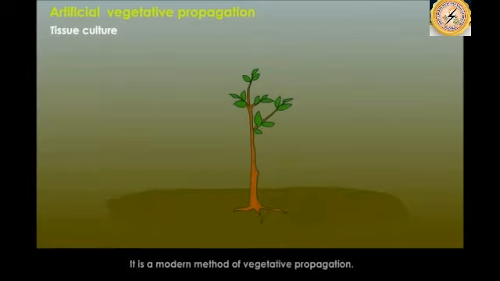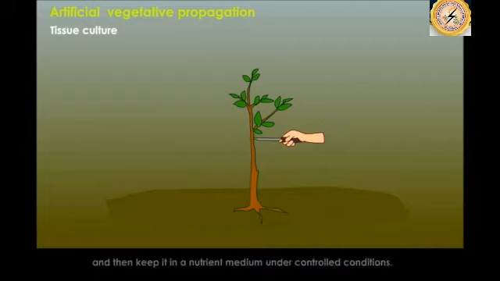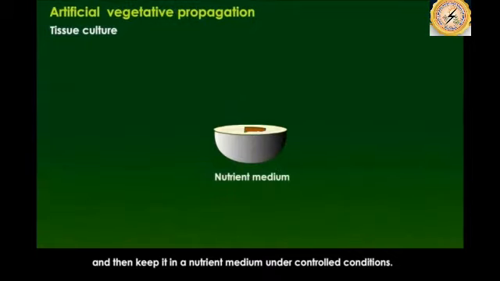Next method is the tissue culture method. It is a modern method of vegetative propagation. Let us understand the steps of it in much detail. For the tissue culture, first we cut a piece of the tissue from a desired plant and then keep it in a nutrient medium under controlled conditions.